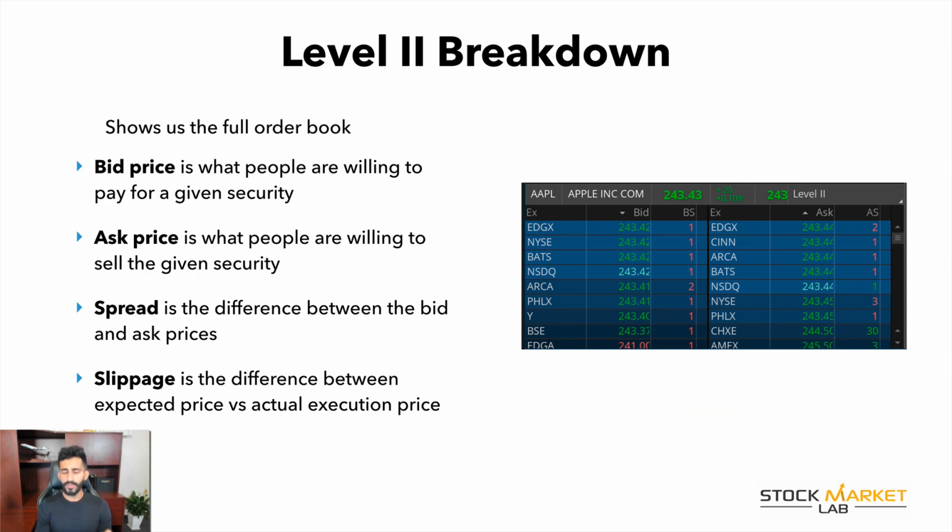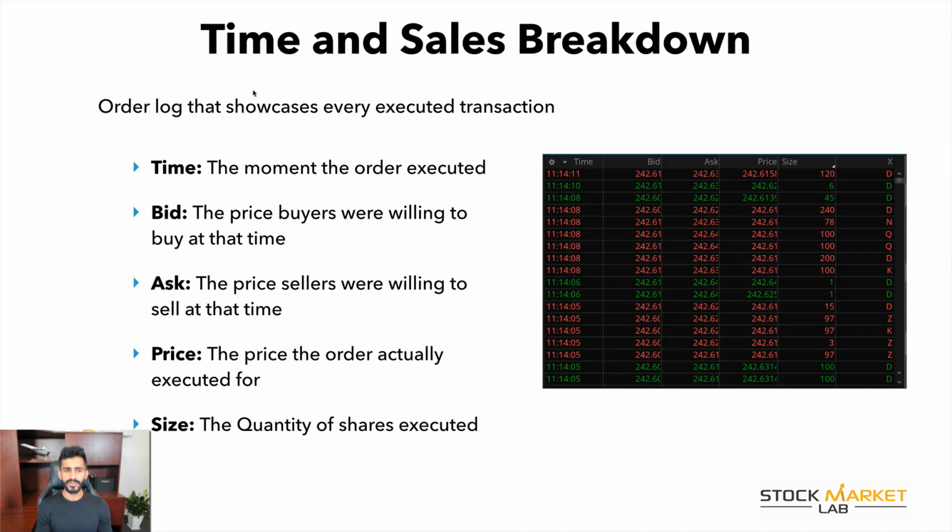Now, the more important thing that we need to focus on is something called time and sales. So what is time and sales? Time and sales is an order log that showcases every executed transaction. So every trade that goes through is going to show up on the time and sales. So if you go tomorrow or the day after tomorrow, whatever the case may be, and you buy 100 shares of a stock or 1 share of a stock, whatever time you buy it, whatever price you buy it at, it will show us that at this point, this stock executed X amount of shares, right? So this is time and sales. Once again, it shows us every executed transaction.